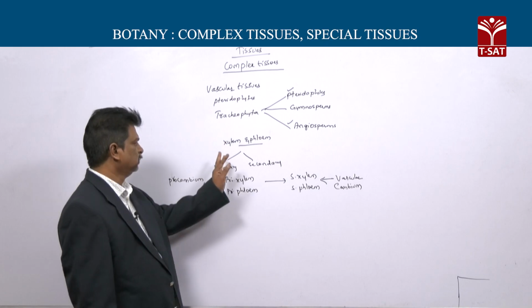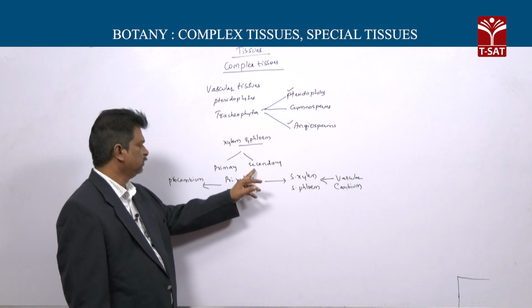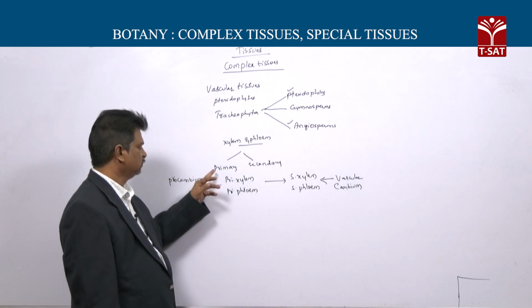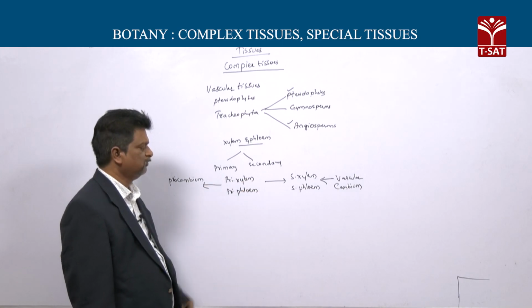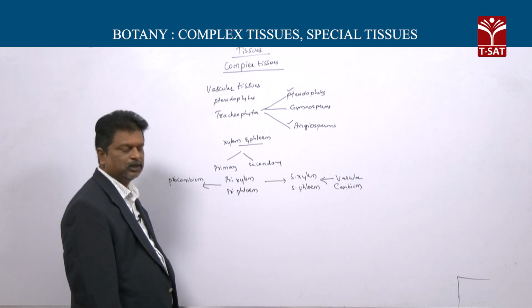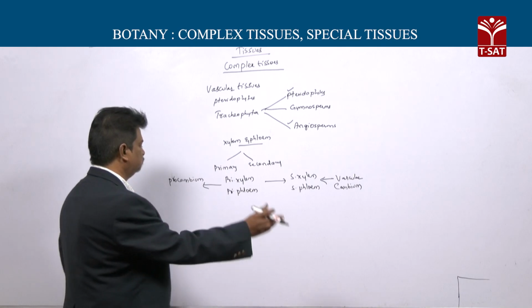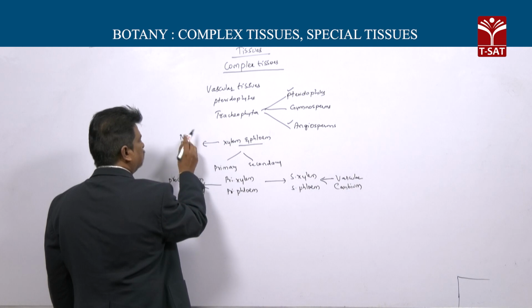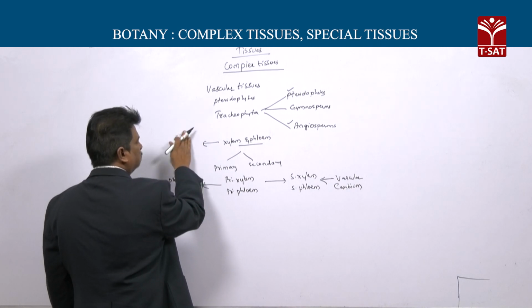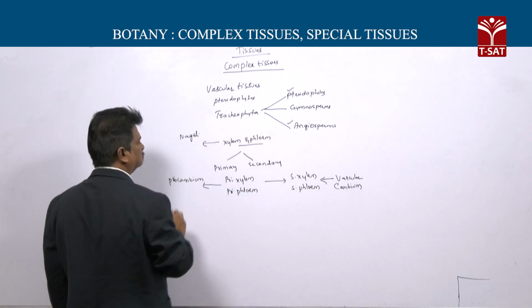So the point: vascular tissues, xylem and phloem, are of two types, primary and secondary vascular tissues. Primary vascular tissues, xylem and phloem, develop from procambium. Secondary vascular tissues, secondary xylem and phloem, develop from vascular cambium. Then the xylem and phloem terms were given by Nageli.